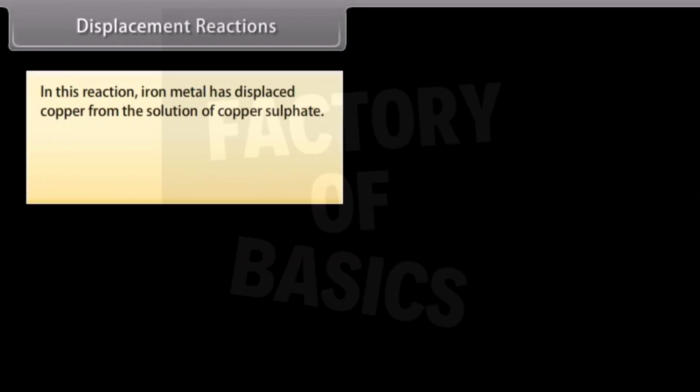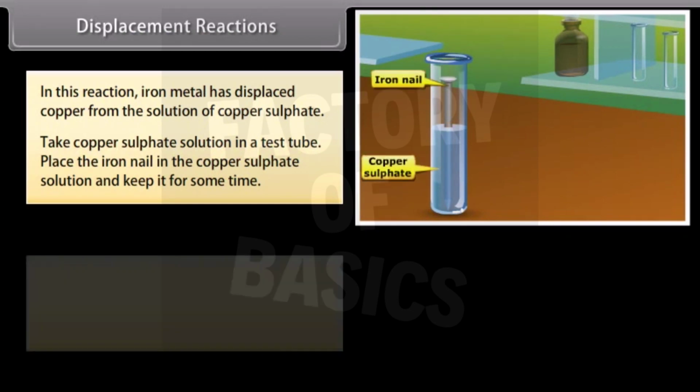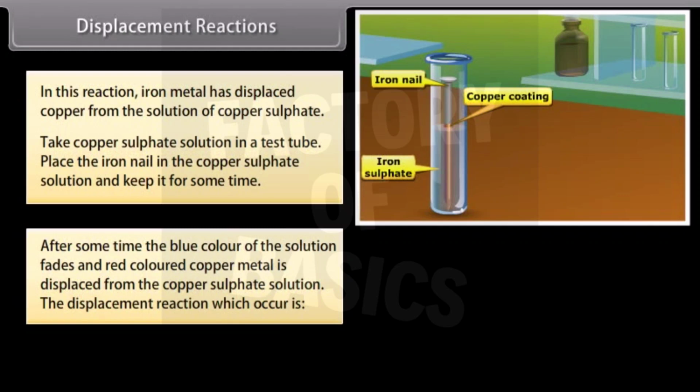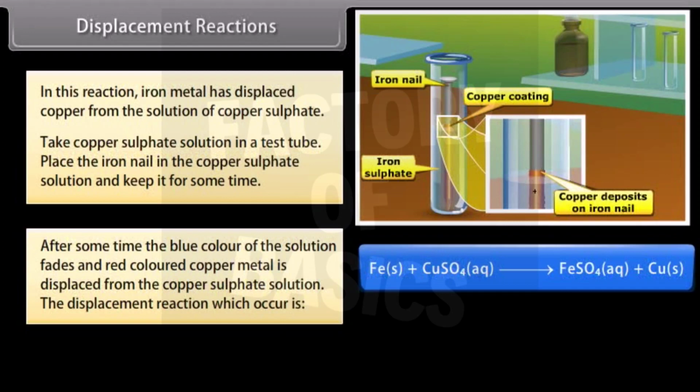In this reaction, iron metal has displaced copper from the solution of copper sulfate. Take copper sulfate solution in a test tube. Place the iron nail in the copper sulfate solution and keep it for some time. After some time, the blue color of the solution fades and red-colored copper metal is displaced from the copper sulfate solution. The displacement reaction which occurs is Fe plus CuSO4 gives FeSO4 plus Cu.